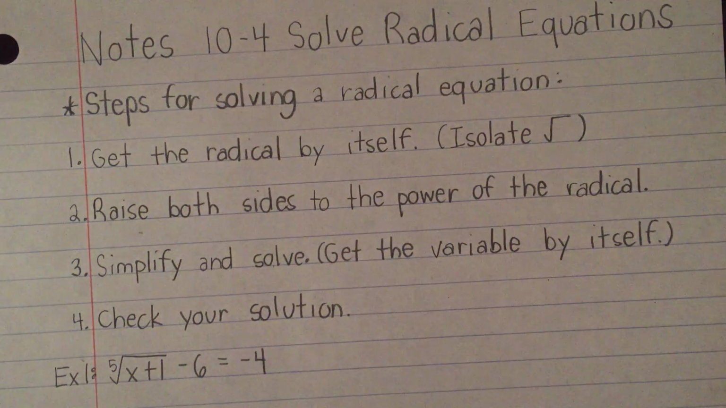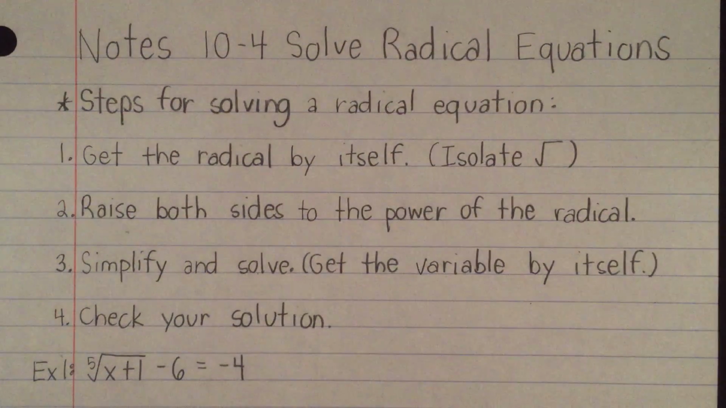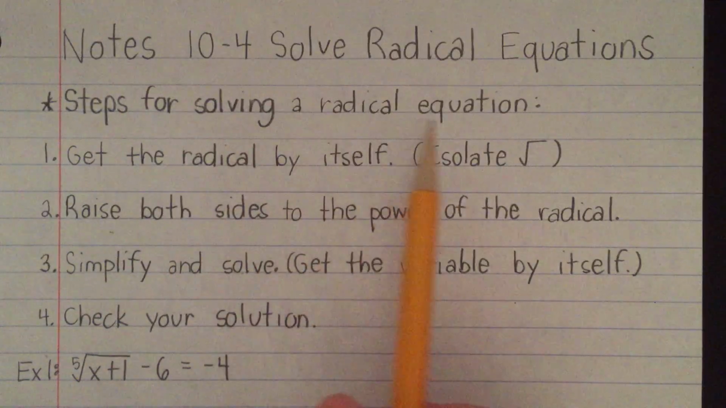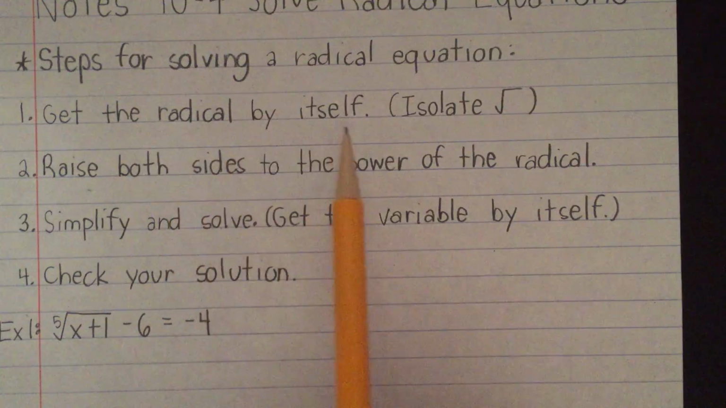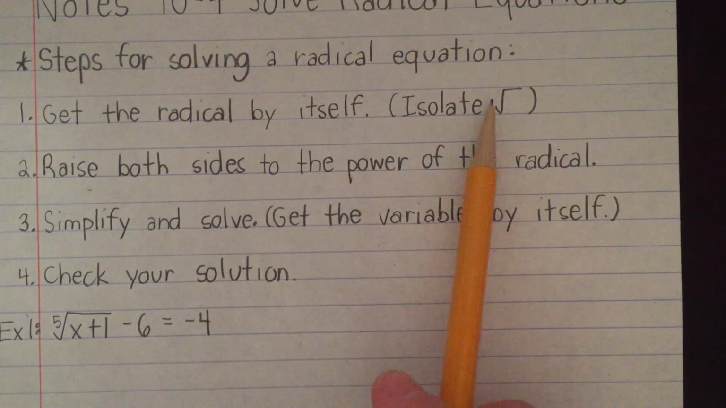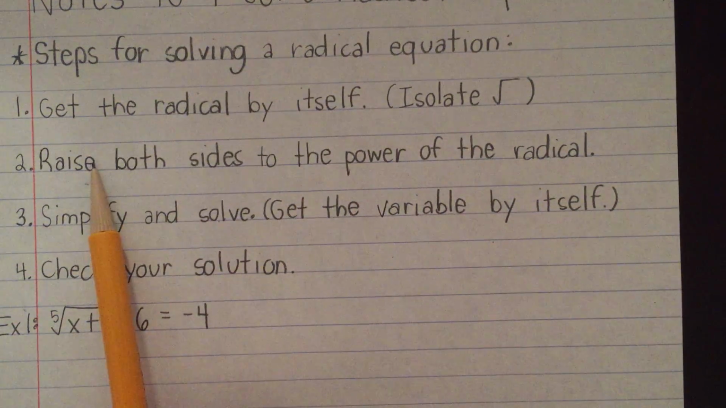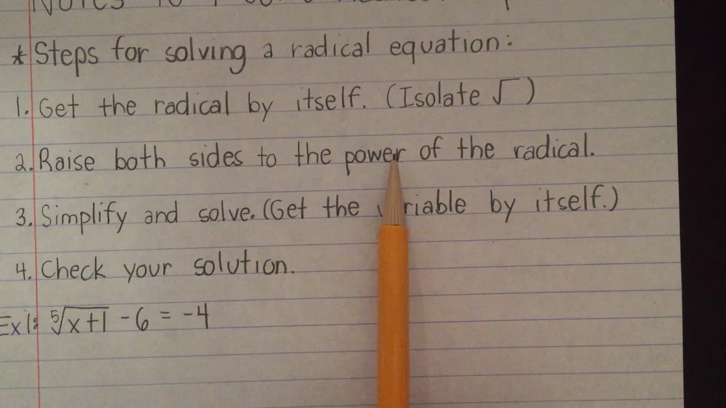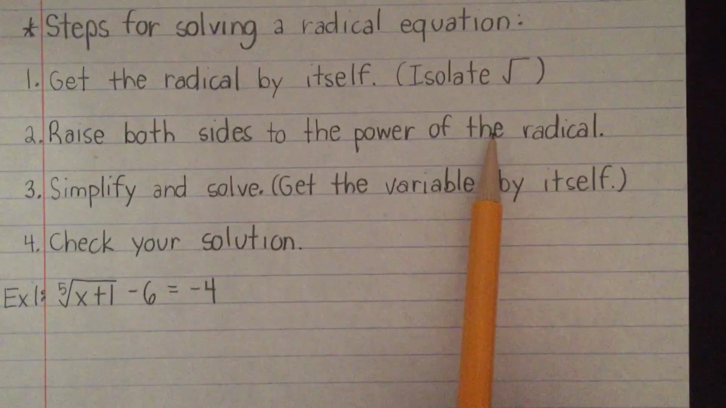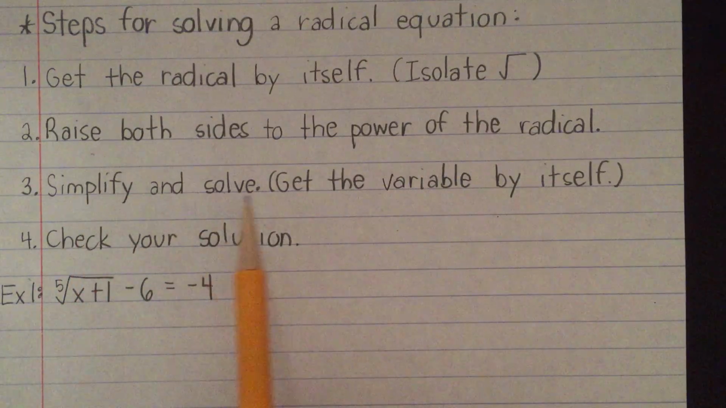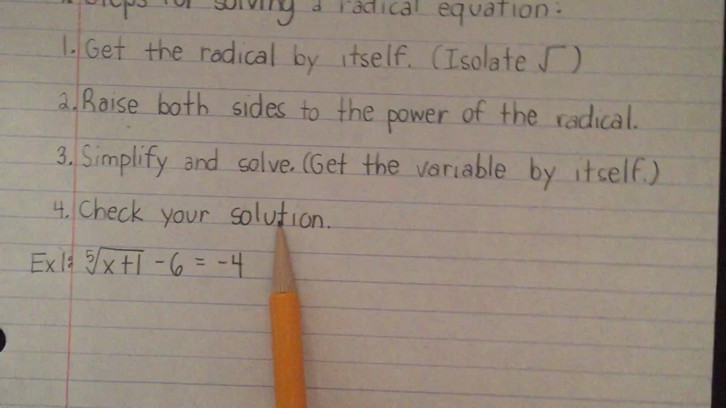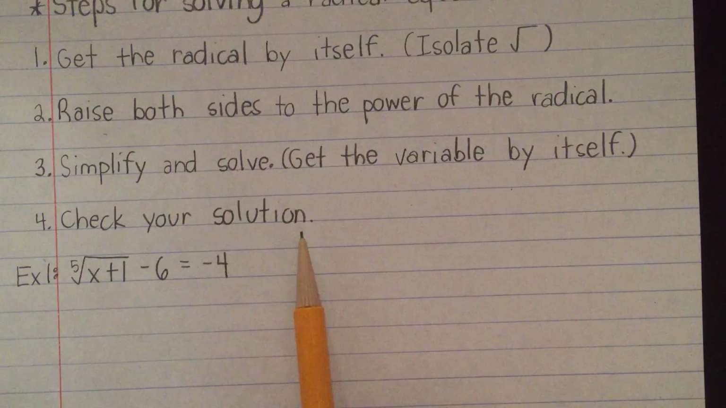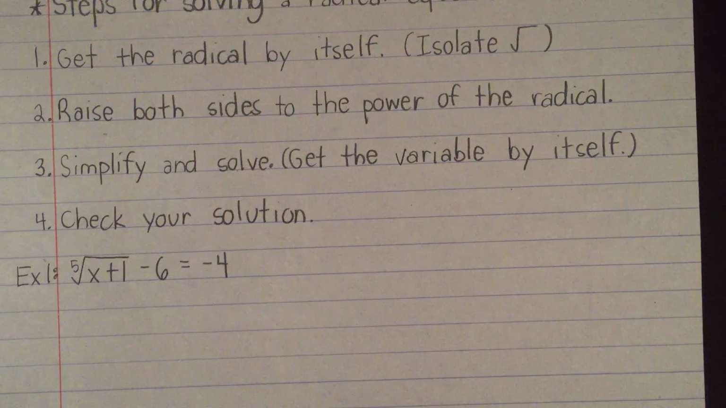Today we're looking at notes 10-4, solve radical equations. So the steps for solving a radical equation are as follows. First, you want to get the radical by itself, or isolate the radical. Raise both sides to the power of the radical is what's next. And then you simplify and solve, or get the variable by itself. Then for all the problems today, you definitely want to check your solution because you may end up with some extraneous solutions now and again.